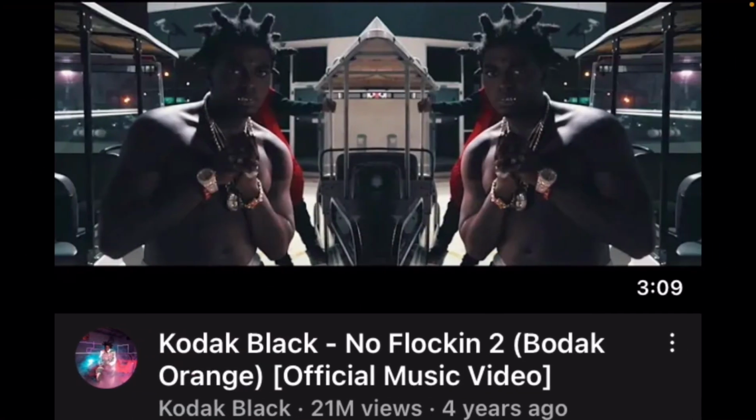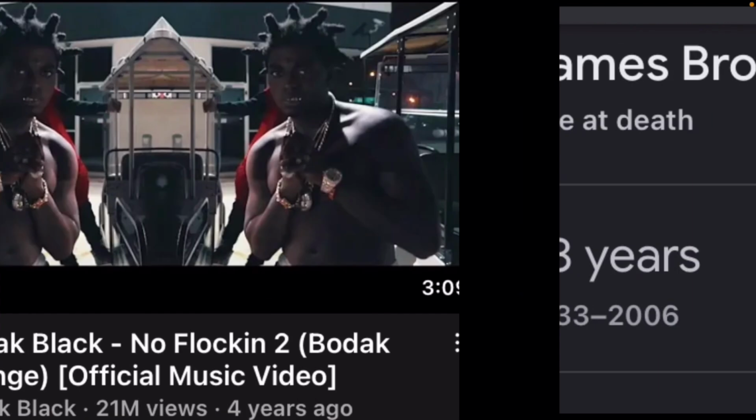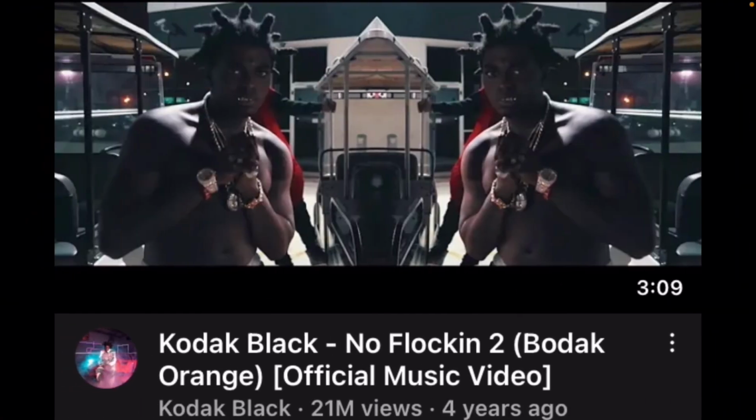And then he even has a song called Bodak Orange. And the funny thing about this song is that the first song he made about this is called No Flockin'. And Cardi B actually ended up sampling that song, and that's how she got famous. And I find it ironic that Cardi B sampled Kodak because a lot of musicians love to sample James Brown.